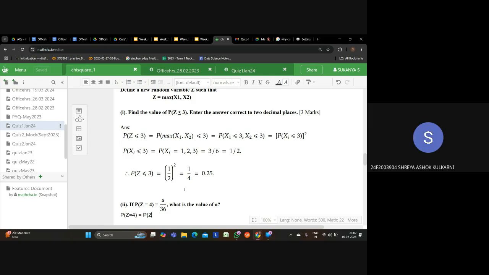Probability z less than or equal to 4 minus probability z less than or equal to 3. Perfect. Probability of z less than or equal to 4 minus probability of z less than or equal to 3 will give you the mass, the probability of z equal to 4. You already know probability of z less than or equal to 3. Similar to this, you can find probability of z less than or equal to 4, and just subtract both of these. Can you try quickly?